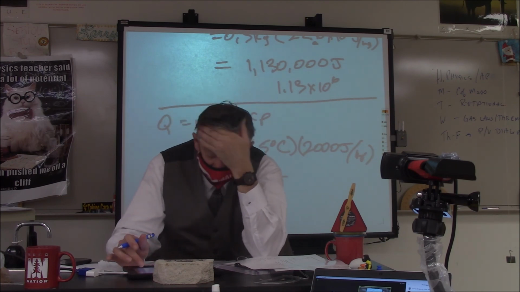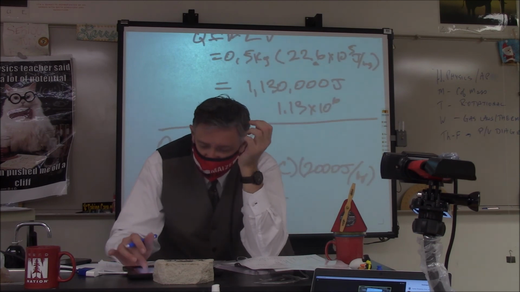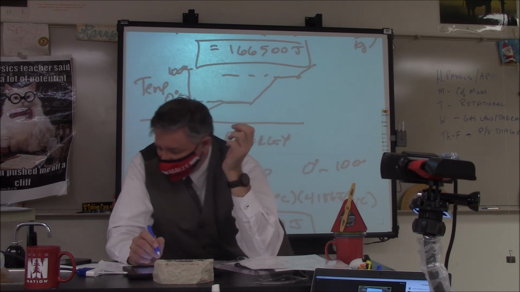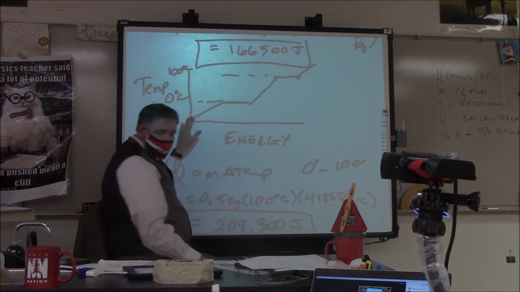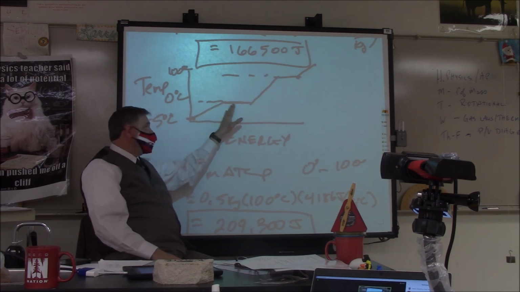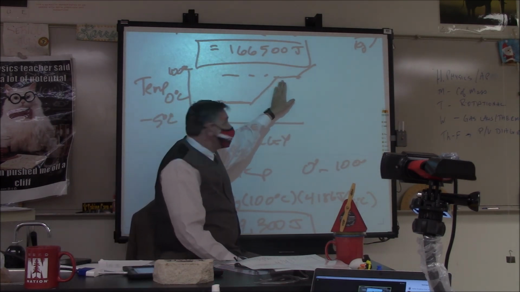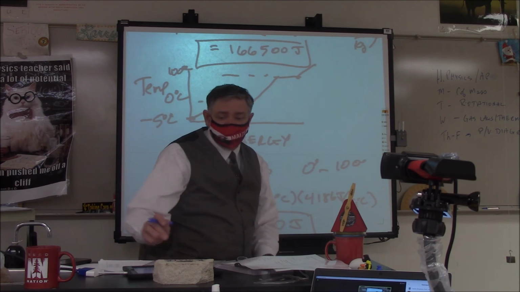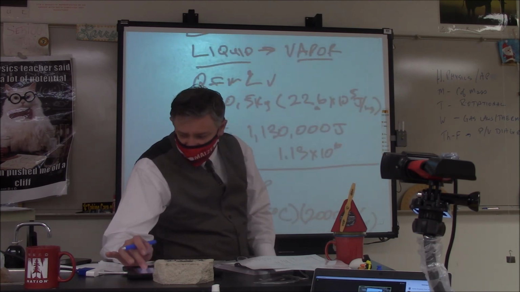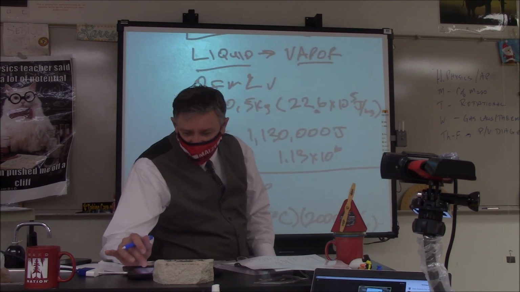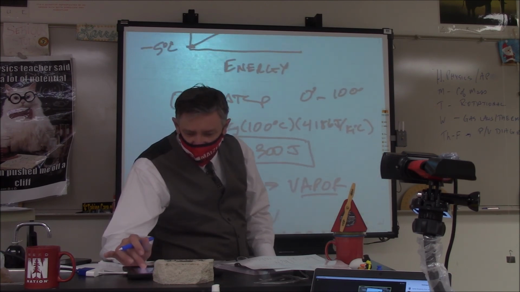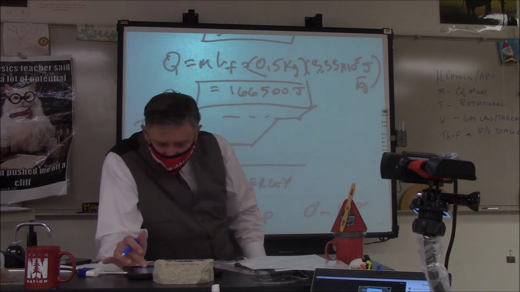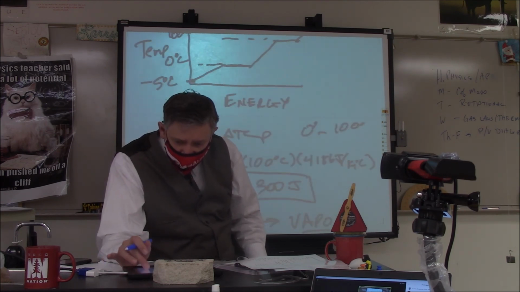Okay, now here we go, Riley. Here's your last and final step. So, here's what we did on this graph. We took ice at -5, we warmed it up. We melted the ice, we warmed up the water, we boiled the water, and now we warmed up the steam. So, here's what I want you to do, Riley. I want you to add together all 5 energies. Okay, the 5,000 plus the 1.13 times 10 to the 6 plus the 209,300, and add up all of that and let me know what you get.